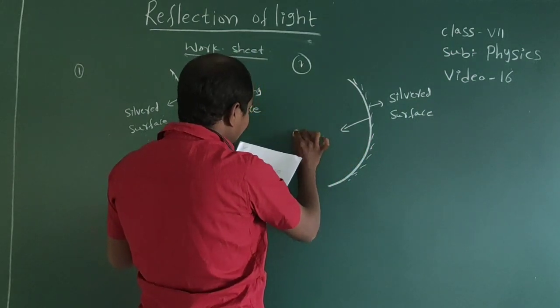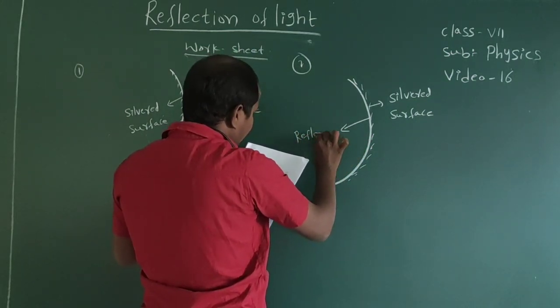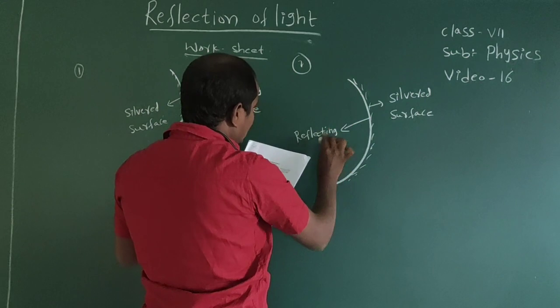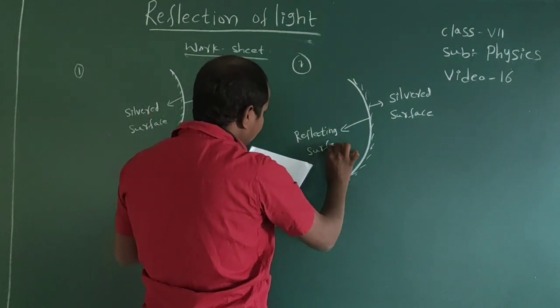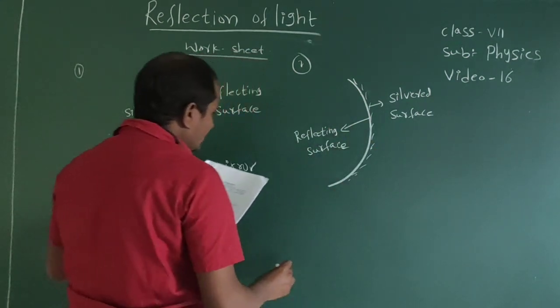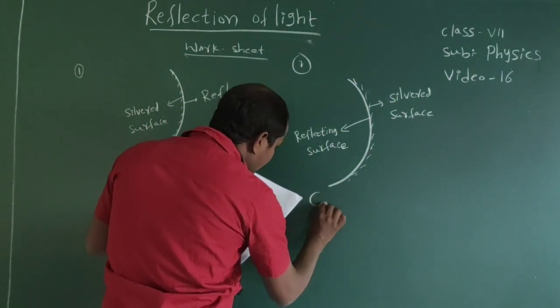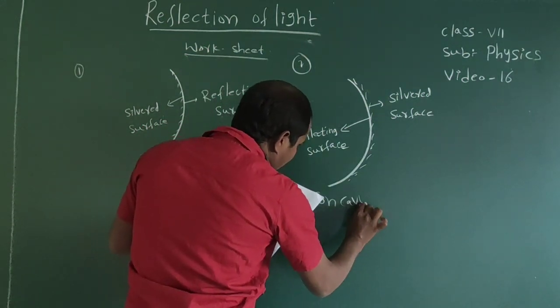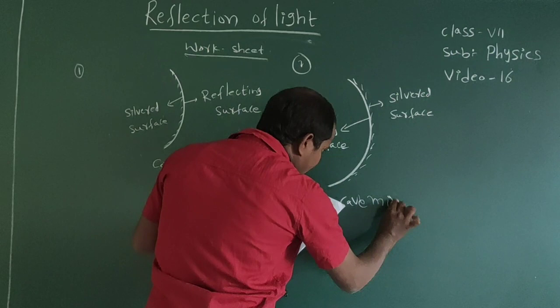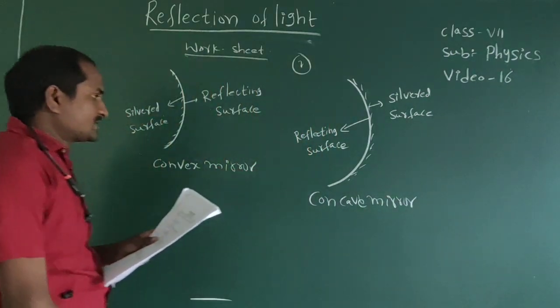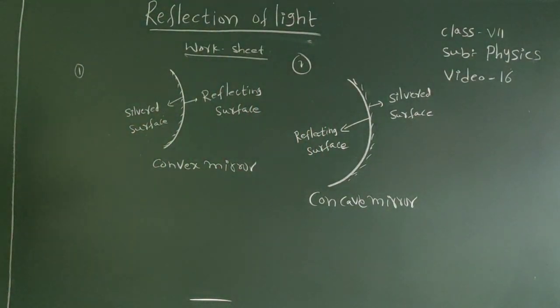Inside is a reflecting surface. So it is called a concave mirror. Okay. Next one, third one.